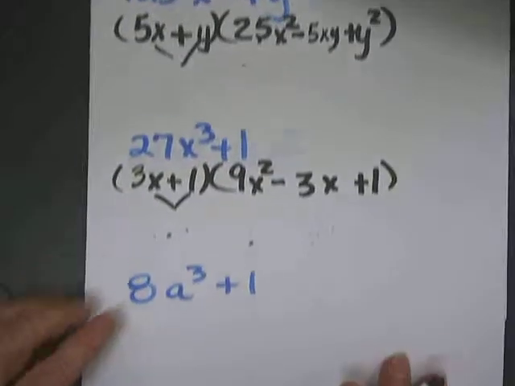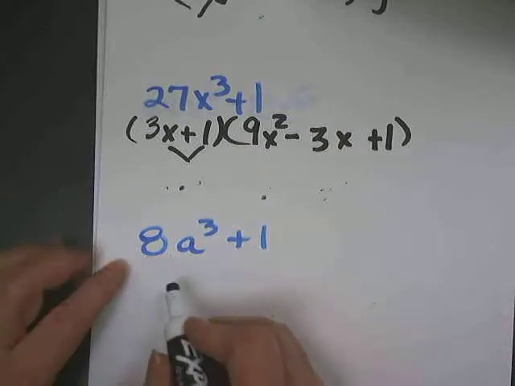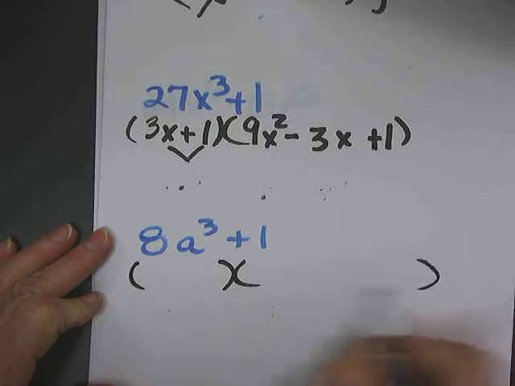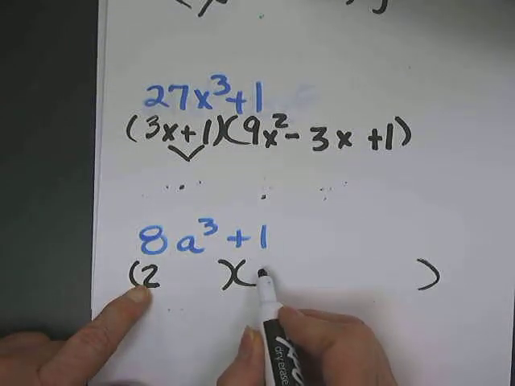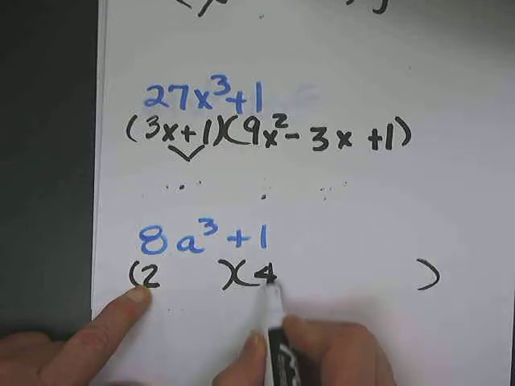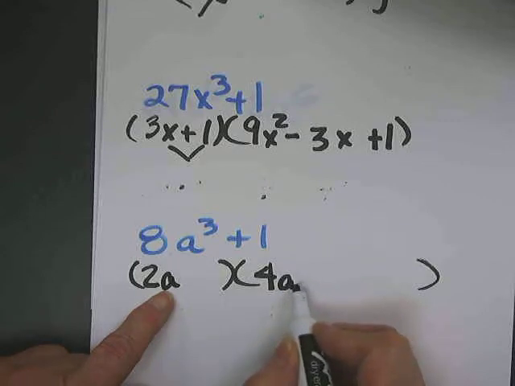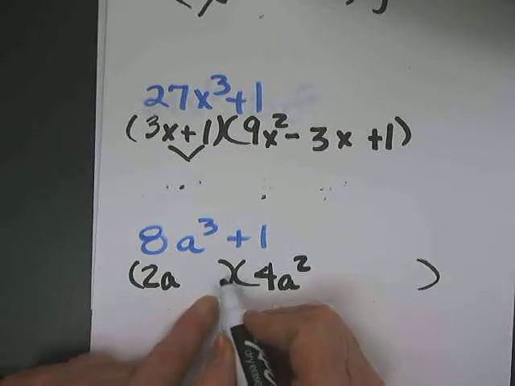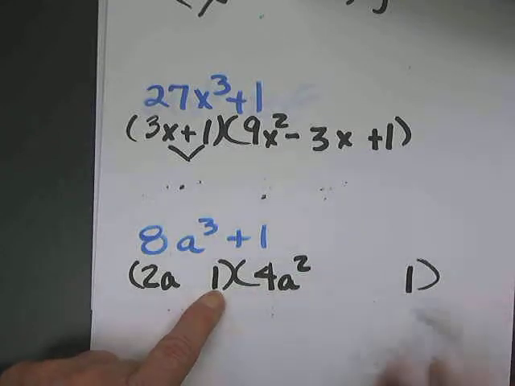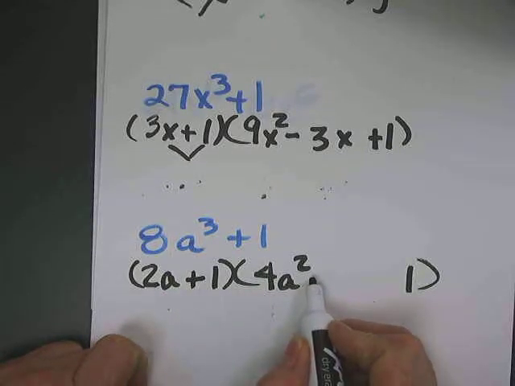X cubed is x. When you square that, you have x squared, right? 1 cubed is 1. When you square it, 1 times 1, 1. Now our signs: plus, same, positive; negative, opposite, positive. 4x. Multiply, 3x. Yes.